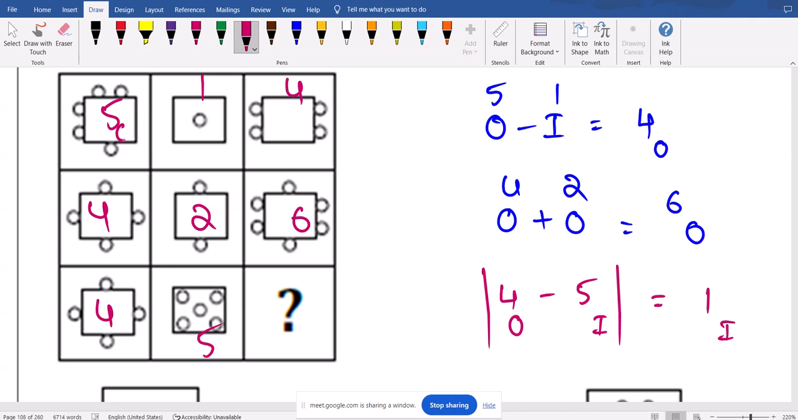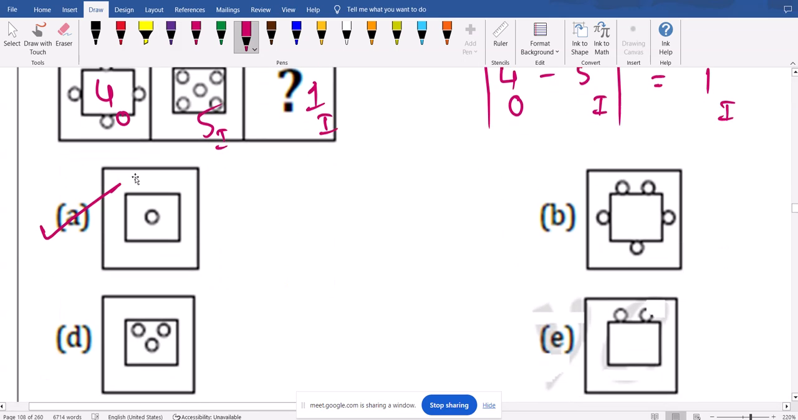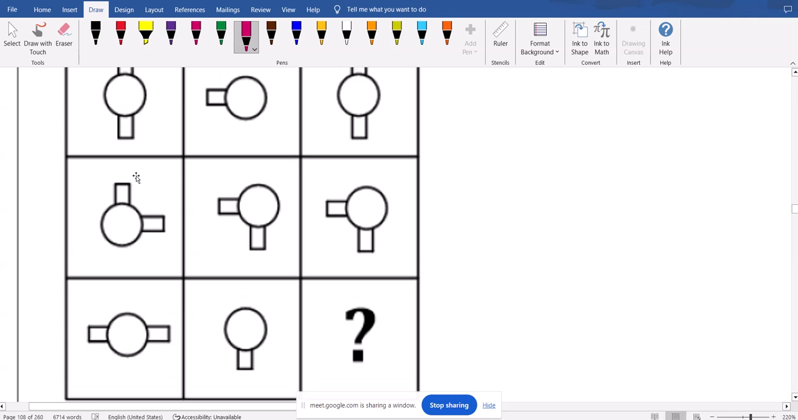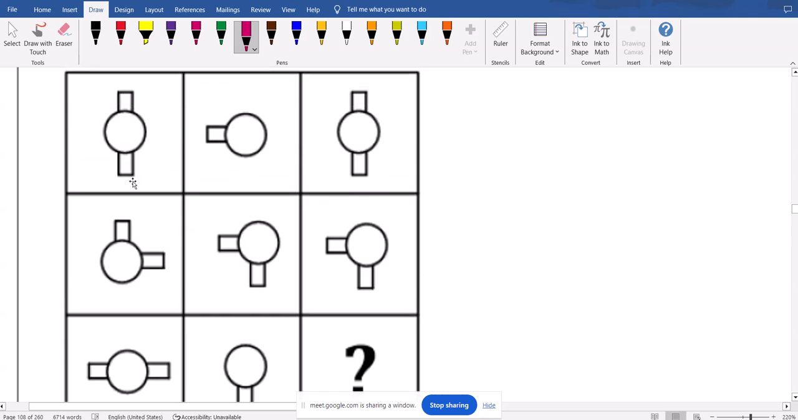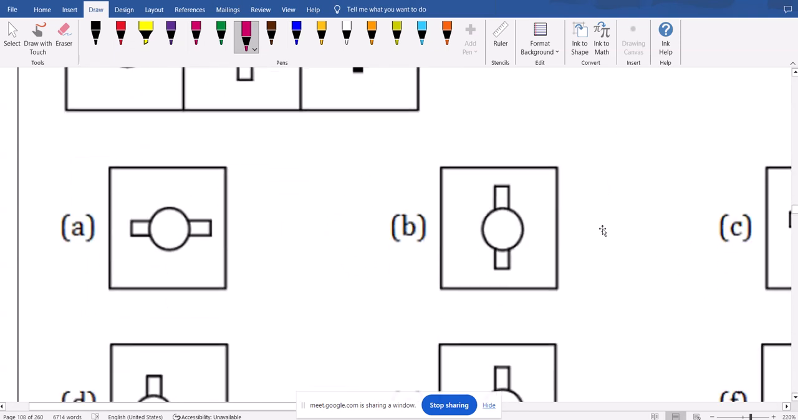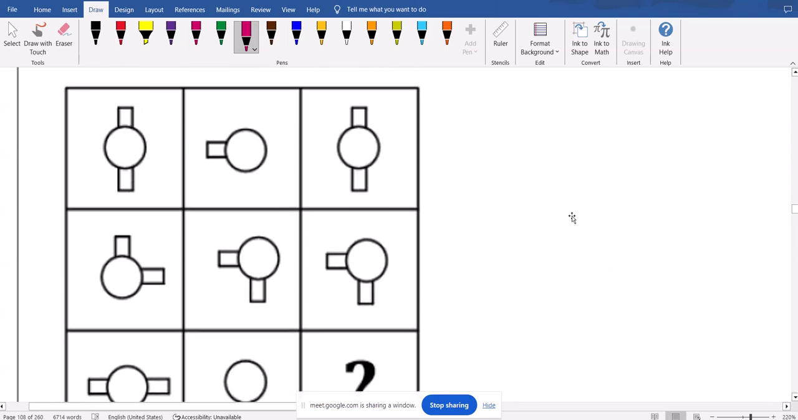Out and in, 5 out, 1 in, 4 out. This is 4 out, 2 out, 6 out. Outside. Here 4 outside, 5 inside. The difference is 1 inside. So you can check in that way. Right. So the next one. Here, option A. Okay. Fine.